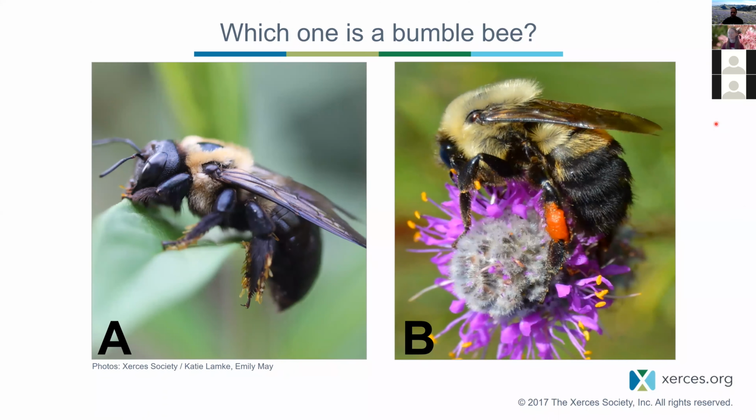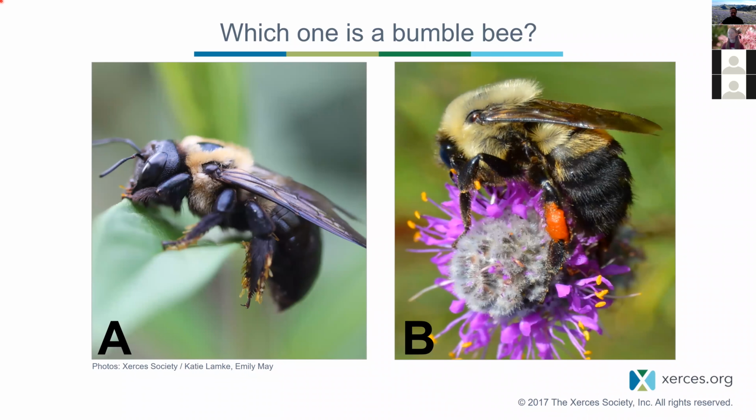And then there's also other bees that look like bumblebees. So which one of these is a bumblebee? A or B? Again, most of you are answering correctly, which is great. So the animal on the right there, B, again, you can see that clear pollen basket.